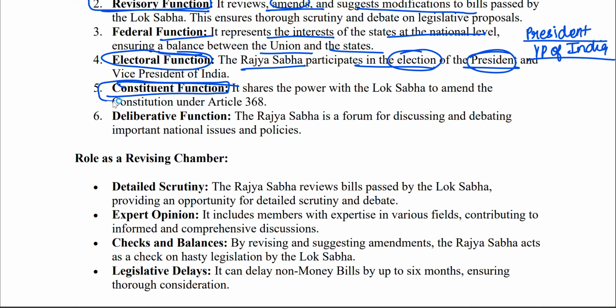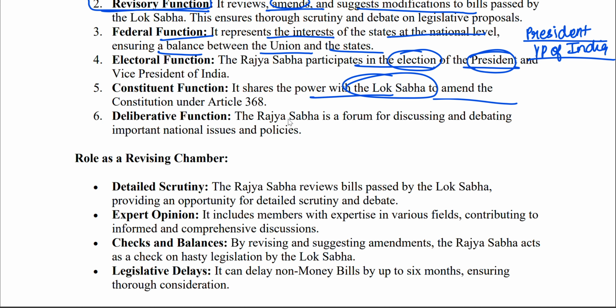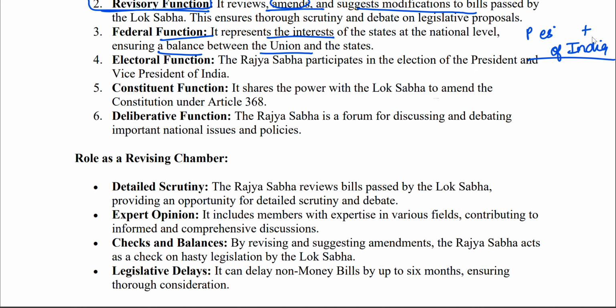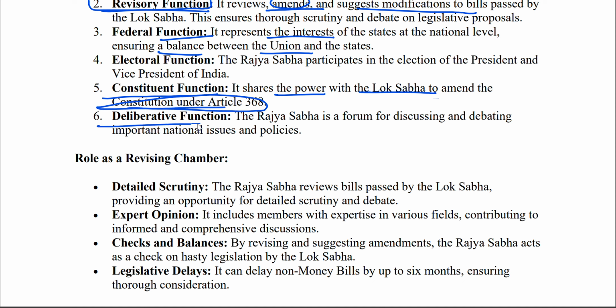It's a constituent function. It shares the power with the Lok Sabha to amend the constitution. It also can amend the constitution under Article 368. Therefore, we say it is a constituent function. So what is the constituent function? It shares the power with the Lok Sabha to amend the constitution. It can amend the constitution under Article 368. Deliberative function. The Rajya Sabha is a forum for discussing and debating important national issues and policies.